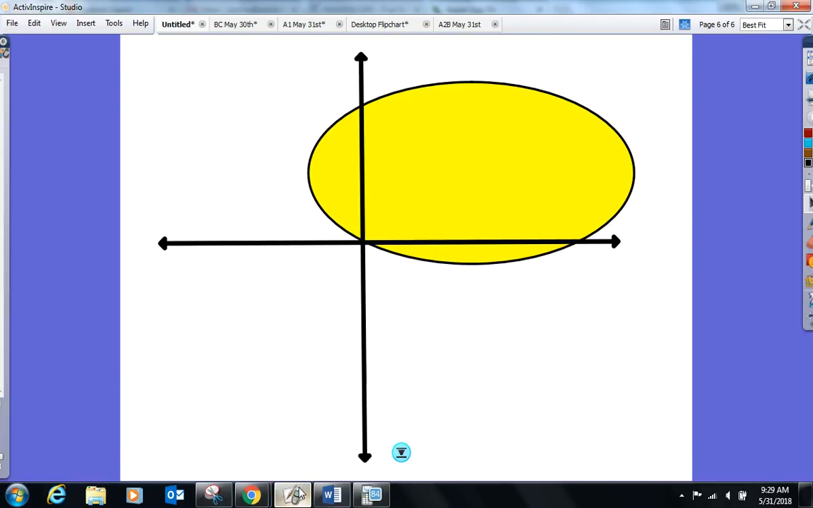All right, guys, here we go. If you want to jot this down, that's fine. This is just a brief overview of everything to know for tomorrow with this whole ellipse business.